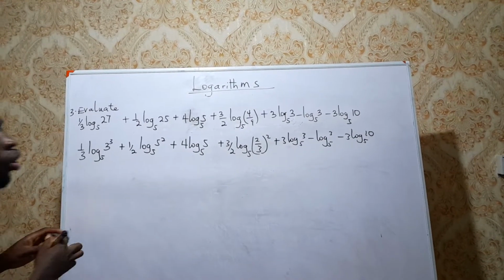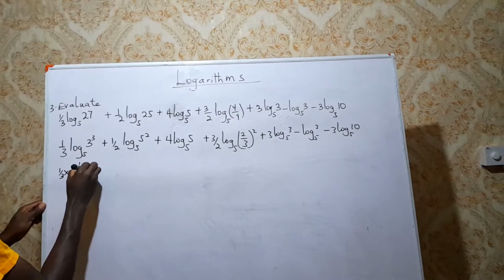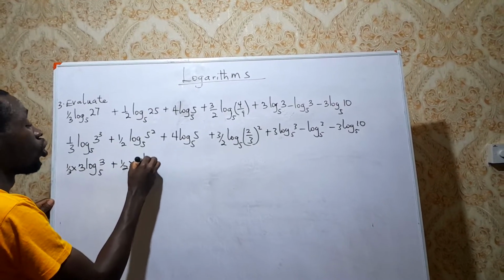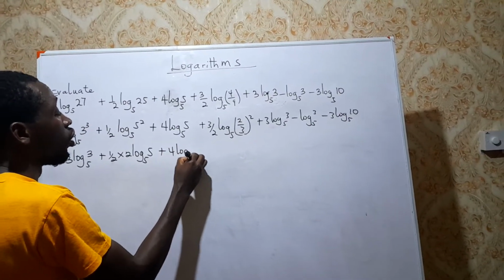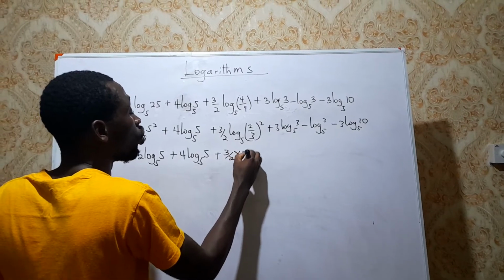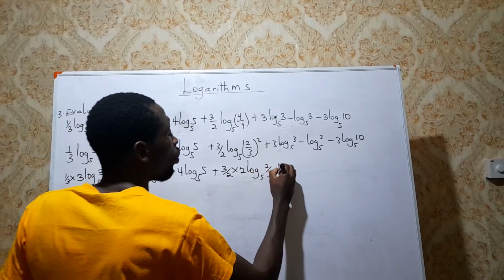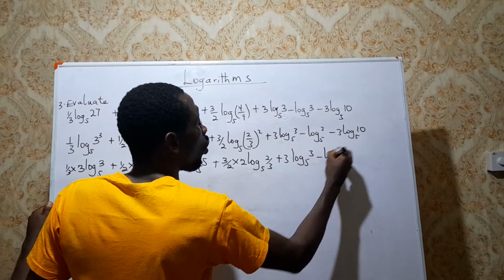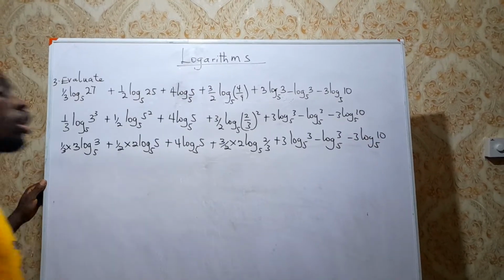So now we apply the third law. We drop this off to multiply. So we have 1 over 3 times 3 log 3 base 5 plus 1 over 2 times 2 log 5 base 5 plus 4 log 5 base 5, then plus we drop off this 3 over 2 times 2 log 2 over 3 base 5, then plus 3 log 3 base 5 minus log 3 base 5 minus 3 log 10 base 5. I hope you are getting it.